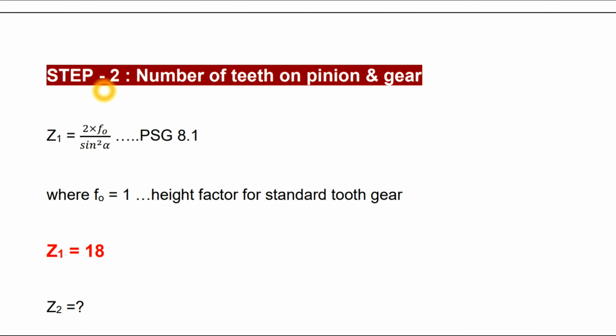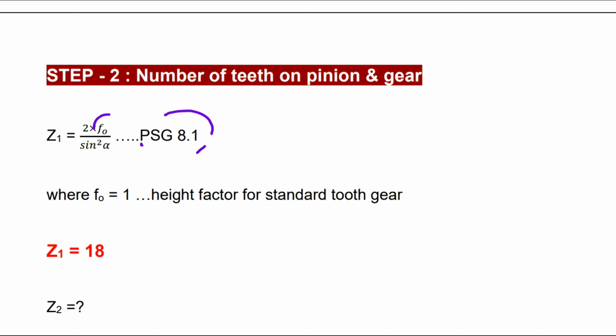Now move to step 2. Step 2 is the number of teeth on pinion. We have to find the number of teeth on pinion and gear, which will be Z1 and Z2. Z1 will denote the pinion and Z2 will denote the gear. The formula for Z1 is 2 into f0 upon sine square alpha. This formula you will get on PSG 8.1.